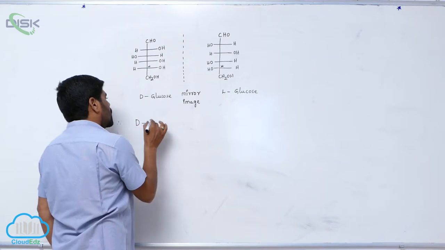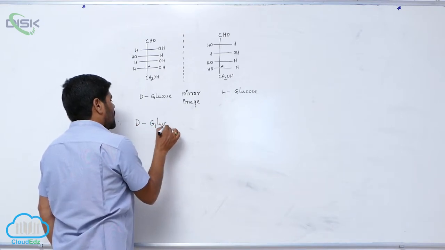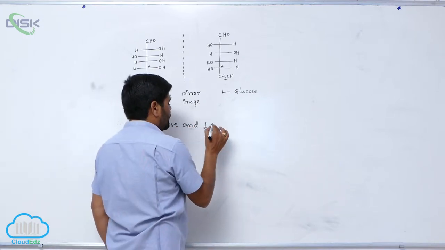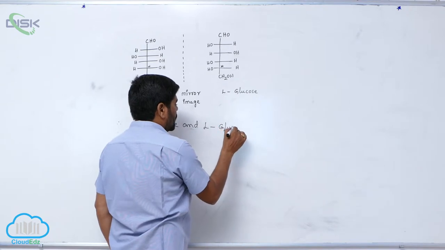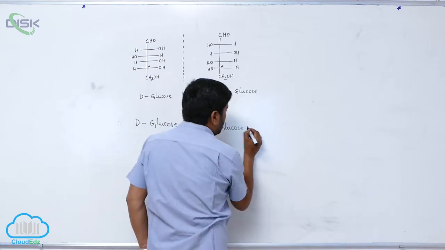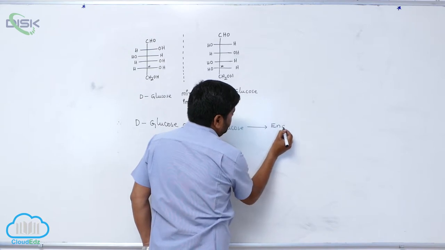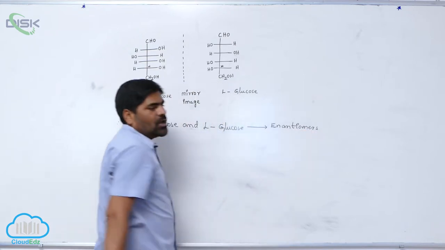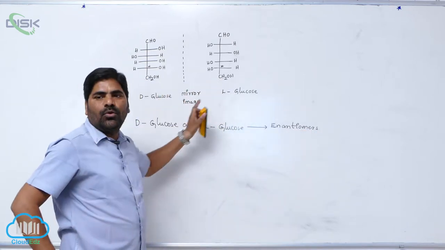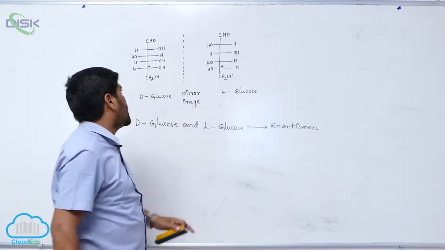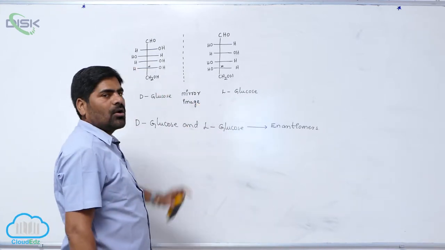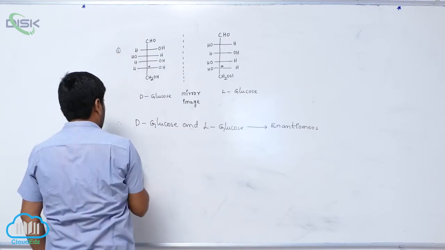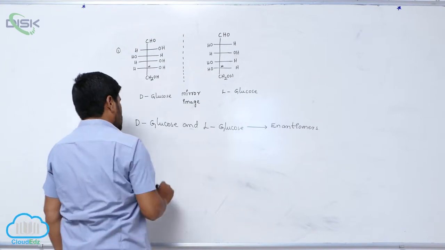So therefore, D and L glucose are enantiomers. These two are known as what? Enantiomers means non-superimposable mirror images to each other. So that is the reason why these two are known as what? Enantiomers. First one, second one.